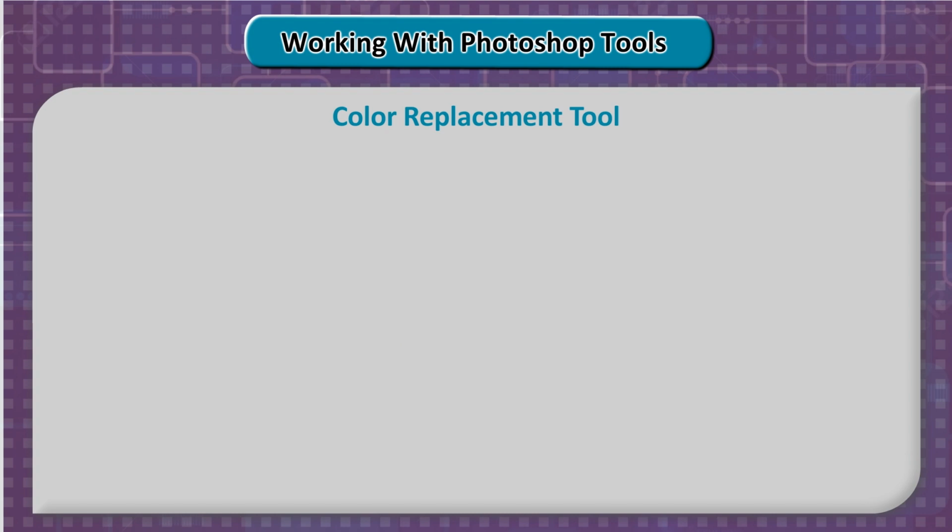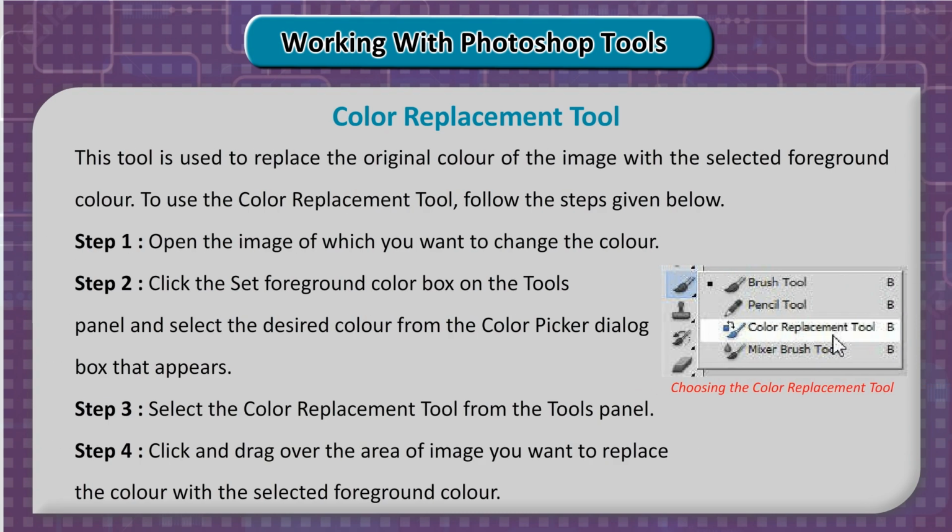Color replacement tool. This tool is used to replace the original color of the image with the selected foreground color. To use the color replacement tool, follow the steps given below. Step 1. Open the image of which you want to change the color. Step 2. Click the Set Foreground Color box on the Tools panel and select the desired color from the Color Picker dialog box that appears.